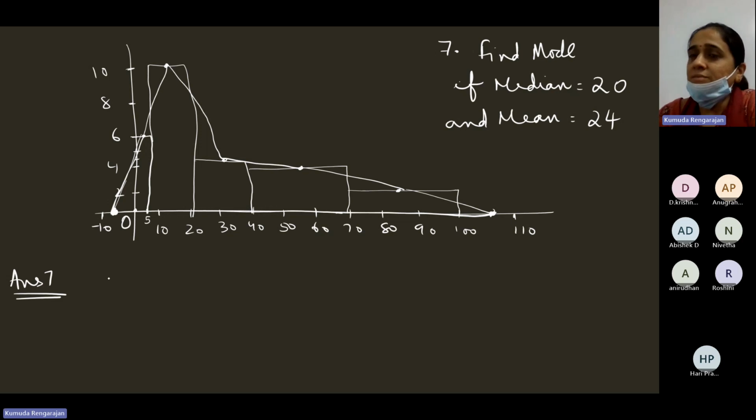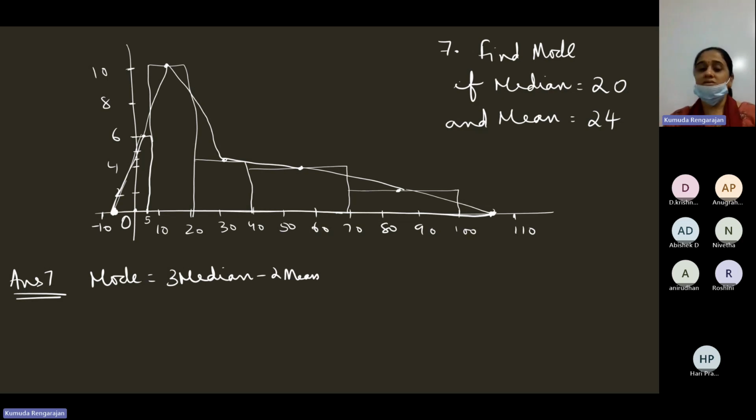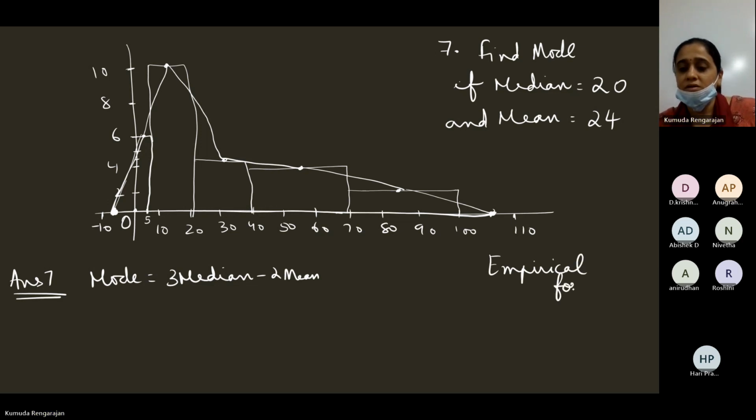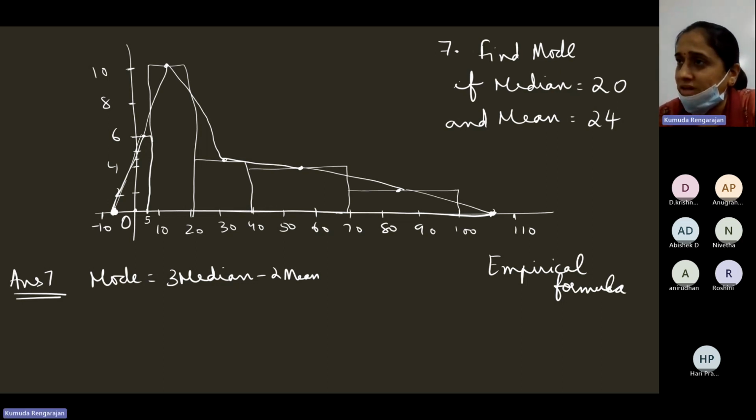Okay. So there is something called the empirical relationship between mean, median, and mode. So there is a formula that connects mean, median, and mode. Mode is equal to 3 median minus 2 mean. This is called the empirical formula, the empirical relationship between the three measures of central tendency. Mean, median, and mode are the three measures of central tendency. This is the empirical relationship.